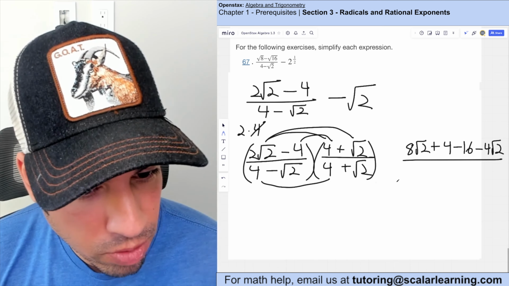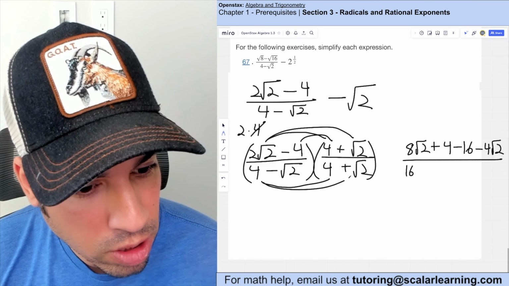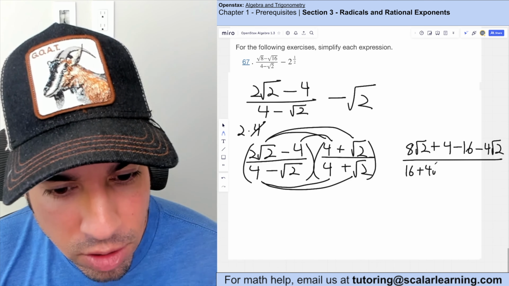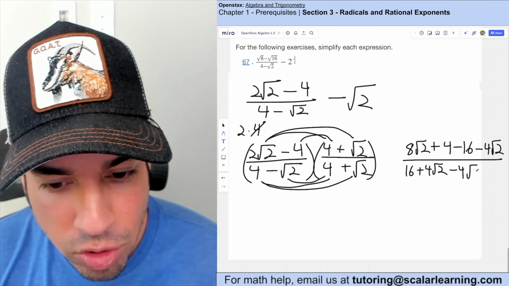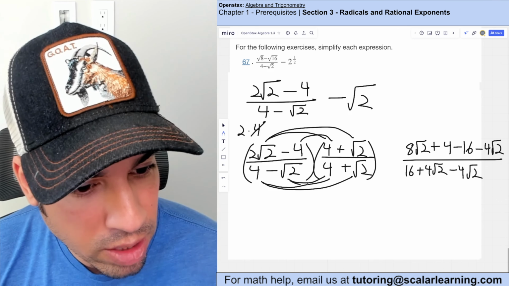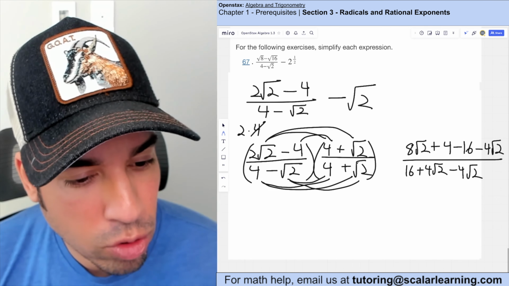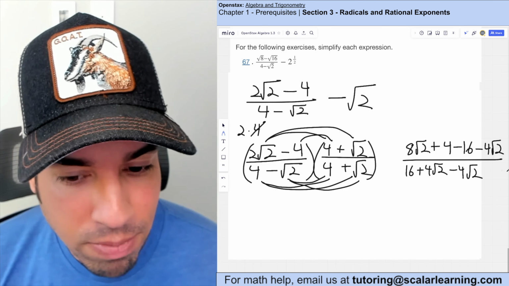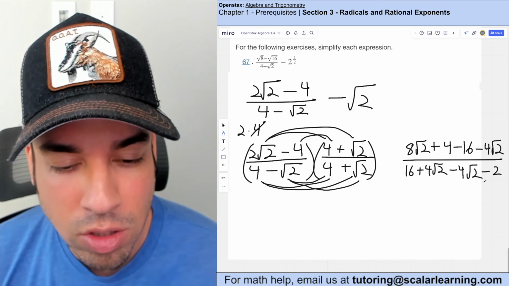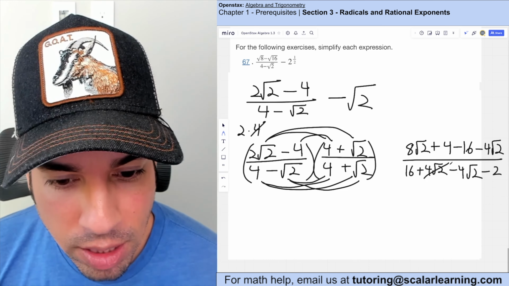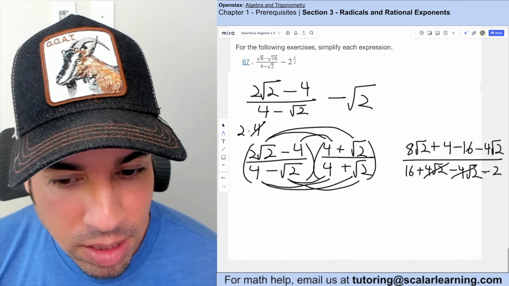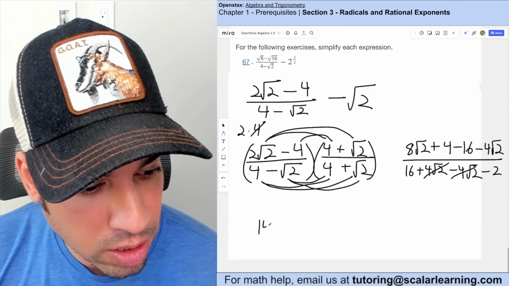Over 4 times 4, which is 16. 4 times rad 2, which is 4 rad 2. Negative rad 2 times 4, which is minus 4 rad 2. And of course, negative rad 2 times rad 2. The rad 2's just turn into a 2, but the negative makes it minus 2, like so. Now on the denominator, these radicals, 4 rad 2 and negative 4 rad 2, cancel. So then we have 16 minus 2, which is 14 on the denominator.